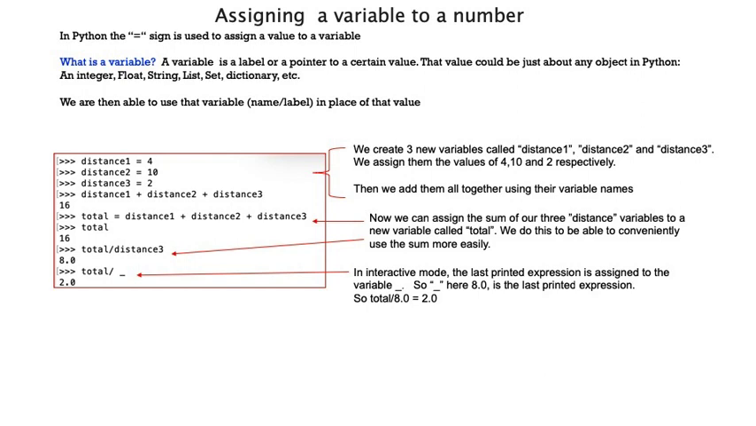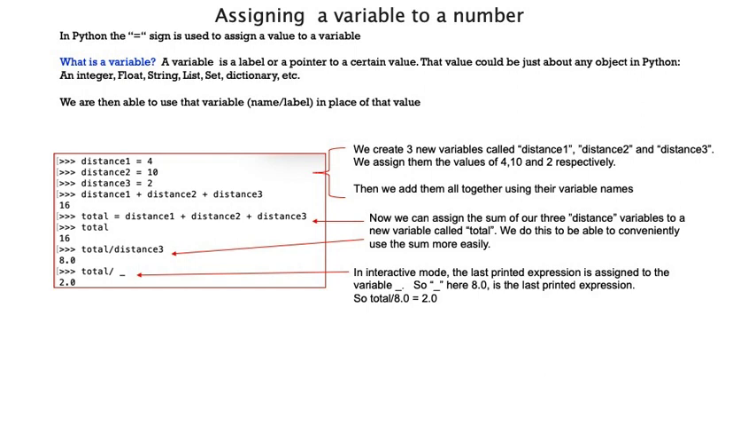But let's look at what we have in the code snippet here. We create 3 new variables called distance1, distance2, and distance3. We assign them the values of 4, 10, and 2 respectively. So they represent integers. Then we add them all together using their variable names. And you see we get the total of 16, which is what we expect. Now we can assign the sum of our 3 distance variables to a new variable called total. We do this to be able to use the sum more conveniently. So once we have total, which is equal to 16, we can divide it by distance3, which is 2. We get 8. And again, since we're dividing, we'll always get a floating point number.